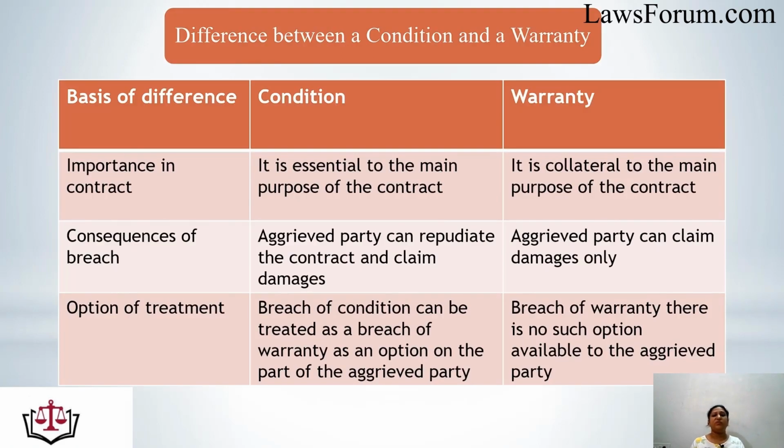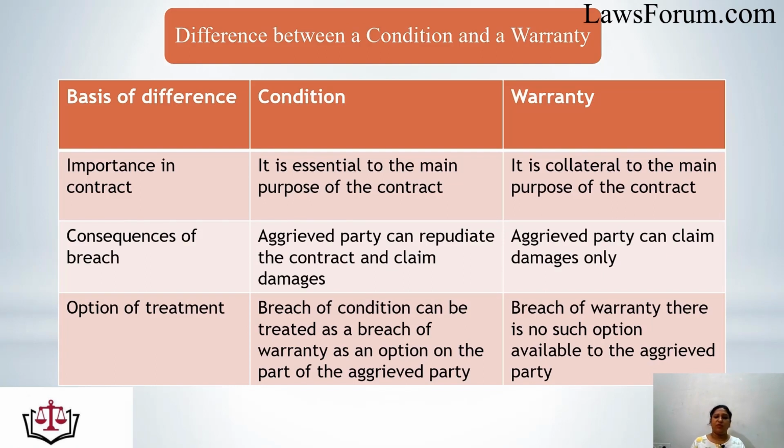Now let's see the difference between a condition and a warranty on the basis of importance in the contract. Condition is an essential part to the main purpose of the contract, whereas warranty is collateral to the main purpose of the contract. It is not the main thing. Consequences of breach: if the condition is breached, the contract can be repudiated and the claim for damages can be made. But in case of breach of warranty, the aggrieved party can only claim the damages.